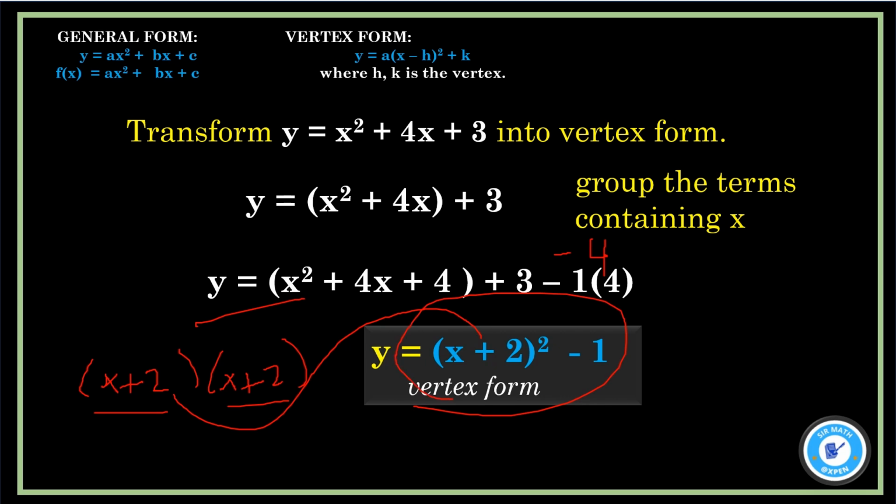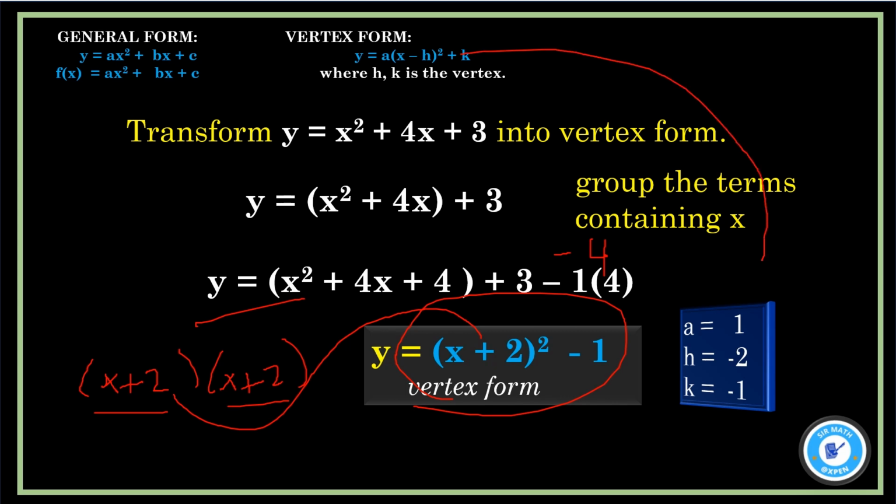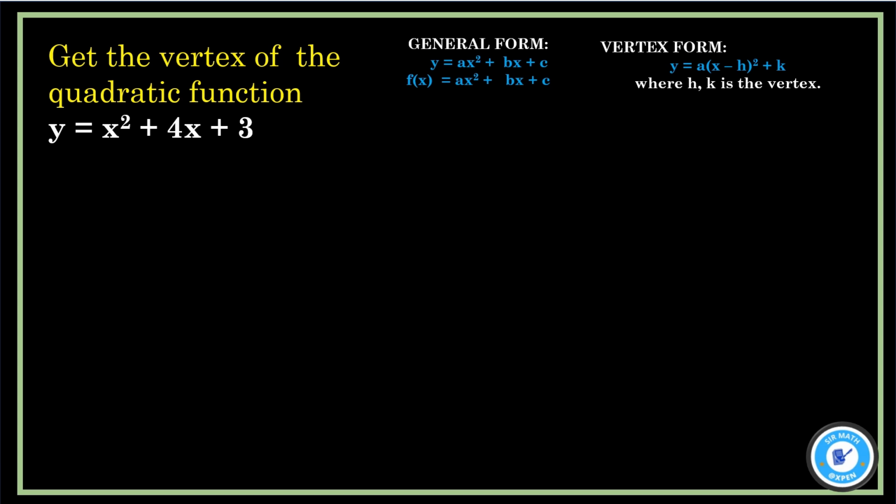But in this case, since our vertex form is y is equal to a multiplied by x minus h squared plus k, our a is 1. This is the one here. Our h is 2, since we have the subtraction. And then our k is also negative. Final answer.